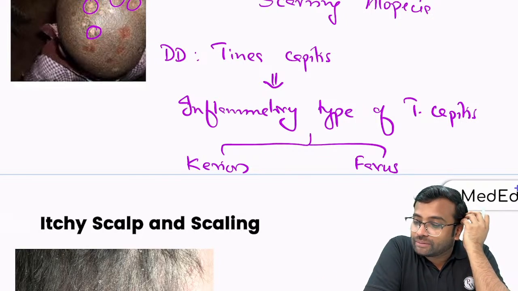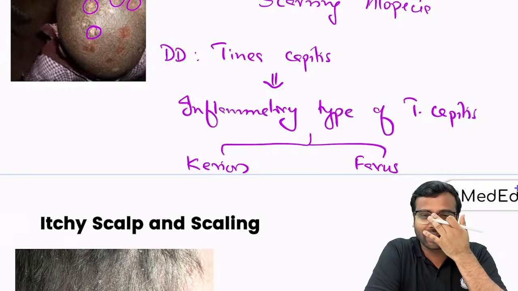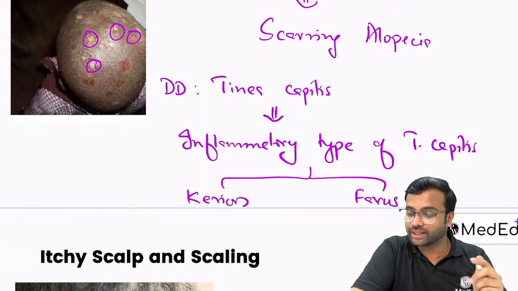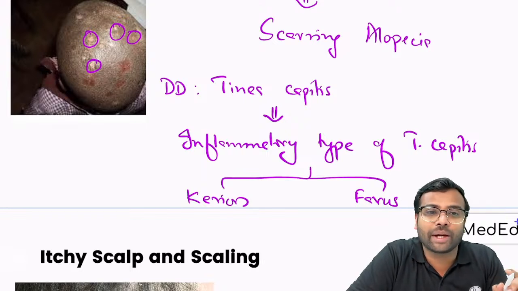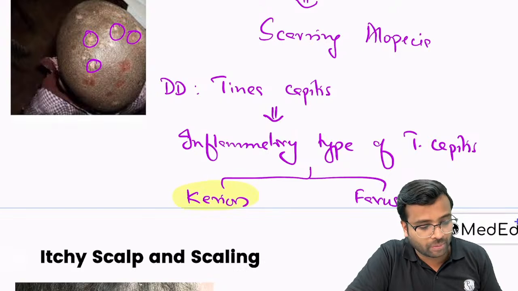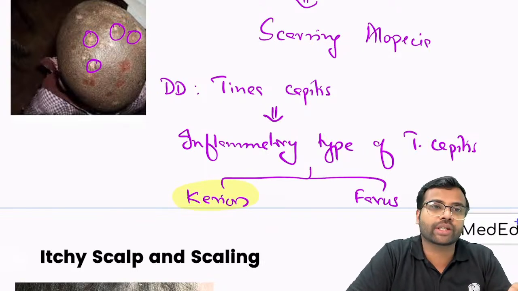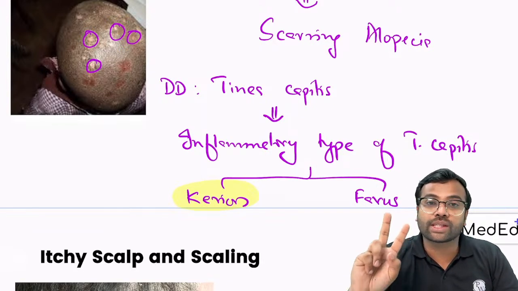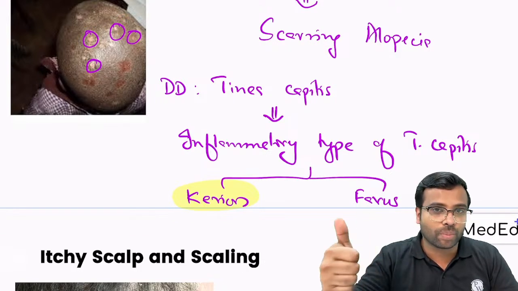Footprints on, not on the sand, footprints on the snow. Okay, that is pseudopelade of Brocq. That is different, so that is a very good thinking that you have, but that looks different. Now here, this one is inflammatory type of Tinea Capitis, and what is more common here is going to be Kerion. So Kerion can lead to a scarring alopecia. So today during this session, we learned about two cases where a patient can present to you with scarring alopecia. The first one was discoid lupus erythematosus.